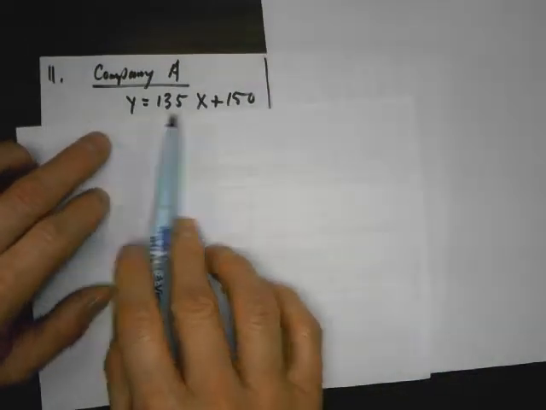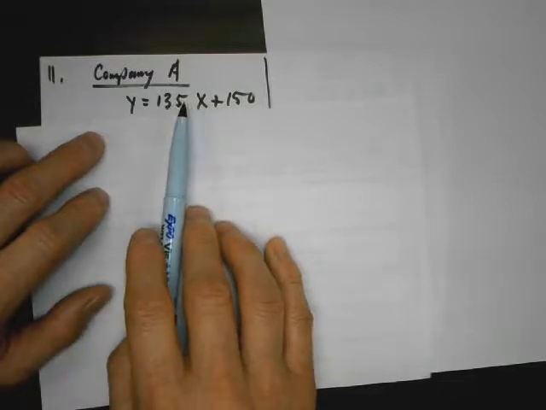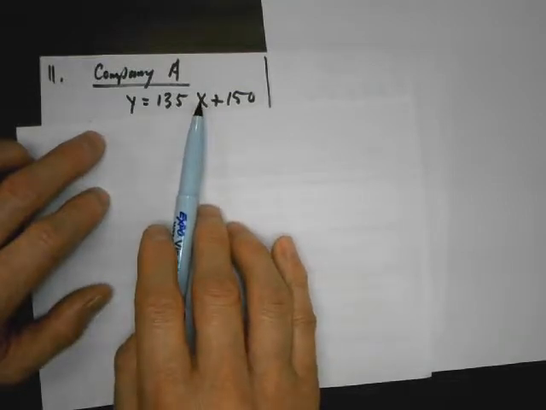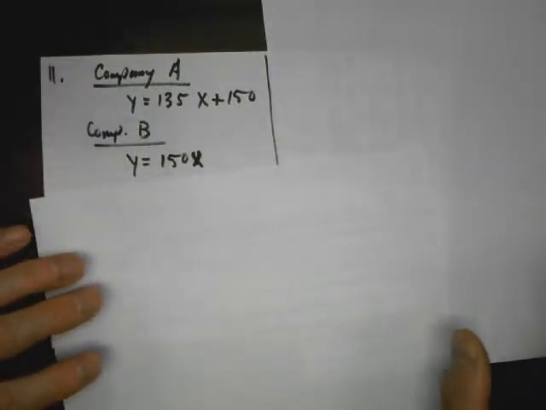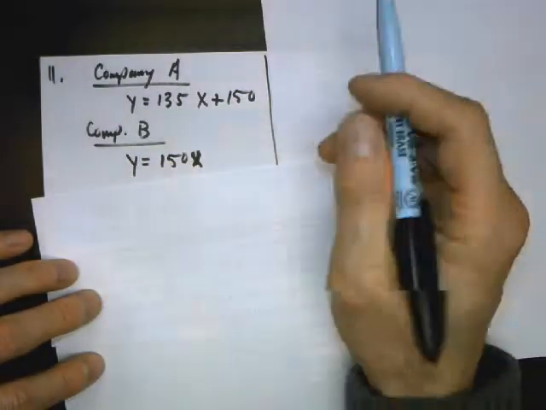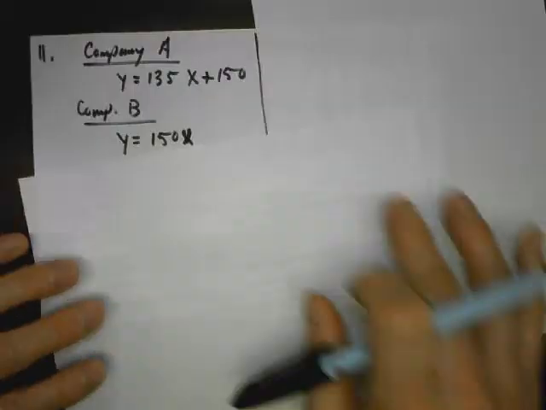Now, y is always money, right? X is always time. So the money equals 135 times every month. Month is time, so it's got to be x, plus 150. That's company A. Company B is only 150 a month. So here are our equations. The question is, when are these two the same? When means how many months, which means solve for x.